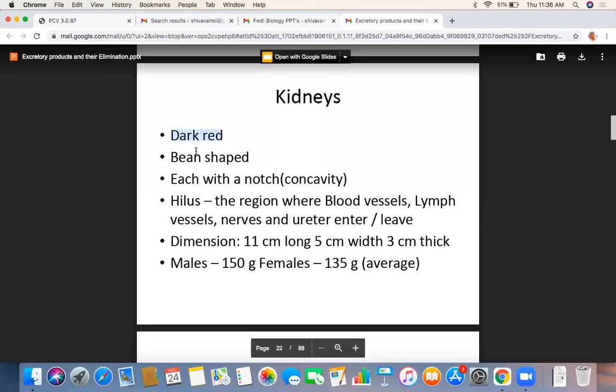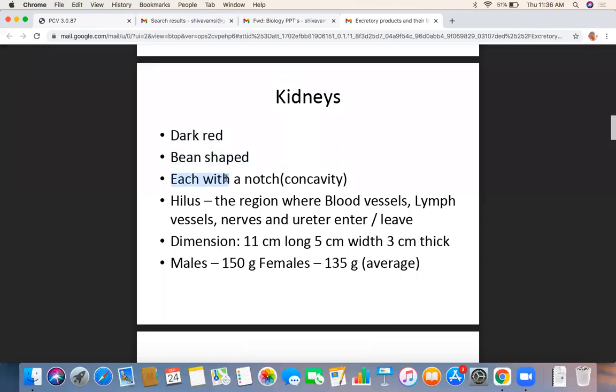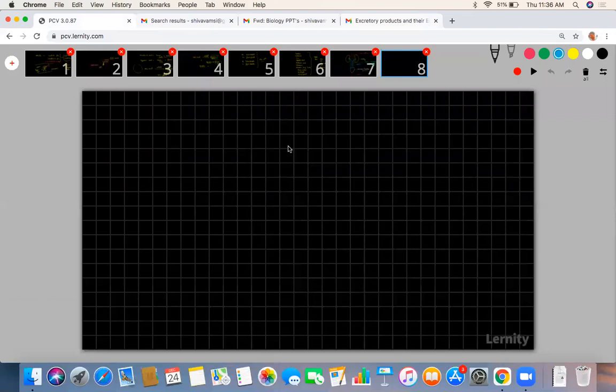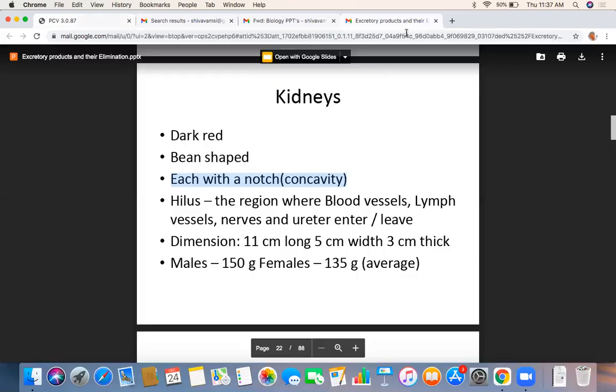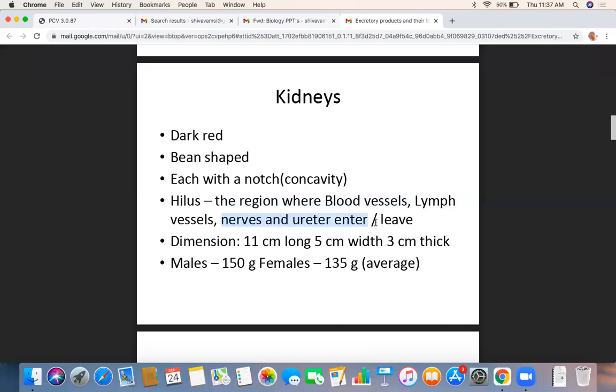So it is dark red, bean shaped. It is having a notch. There is a concavity. If you see this particular kidney, this is the notch. This region is called as the hilus region. It is through this hilus region what will go? All these things will go inside and come outside. Hilus is the region where the blood vessels, lymph vessels, nerves and ureter enter and leave.